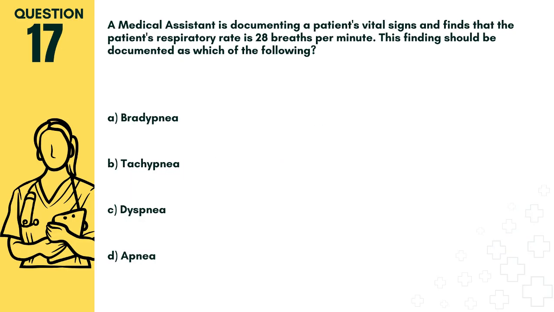Question 17. A medical assistant is documenting a patient's vital signs and finds that the patient's respiratory rate is 28 breaths per minute. This finding should be documented as which of the following? A. Bradypnea. B. Tachypnea. C. Dyspnea. D. Apnea.